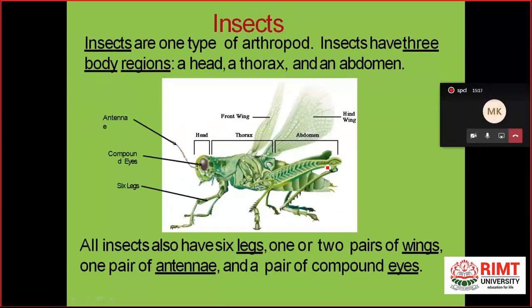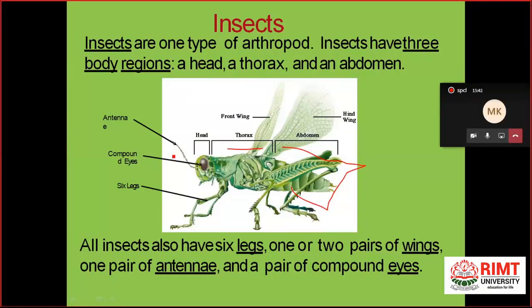So, a very general topic. Insects are one type of arthropods. Insects have three body regions: head, thorax and abdomen, as you all know. This is the head region, this is the thorax region, and this is the abdominal region.